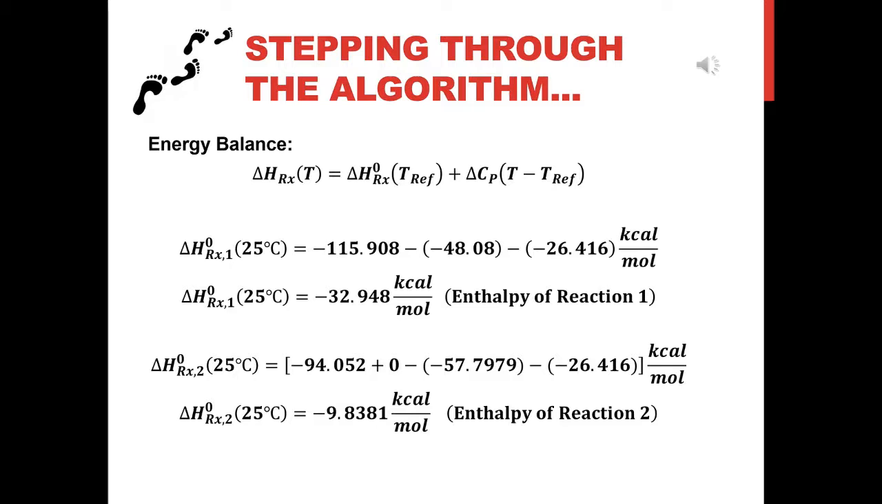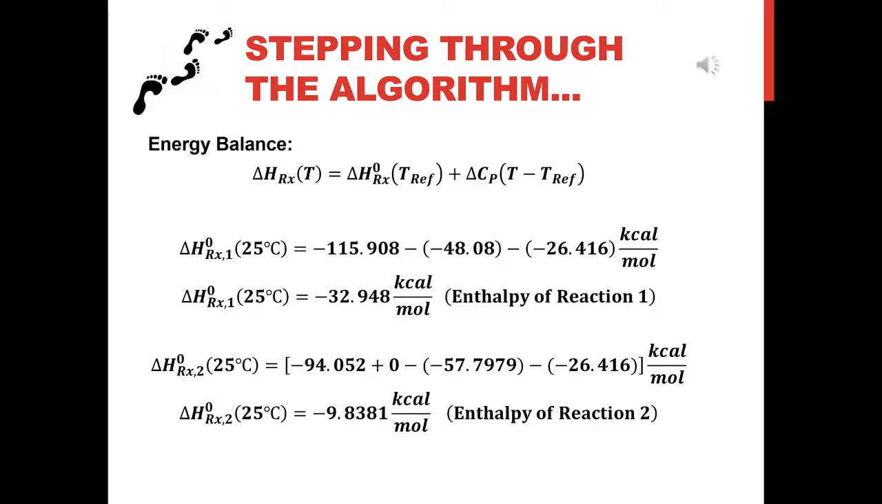With this assumption, in the absence of a phase change and considering only constant heat capacities, the change in enthalpy can be expressed as: delta H of a reaction for a specified temperature equals the standard enthalpy of reaction at a reference temperature, which we identified to be 25 degrees Celsius, plus the delta Cp term, which we identified to be 0 since we're considering only constant heat capacities.